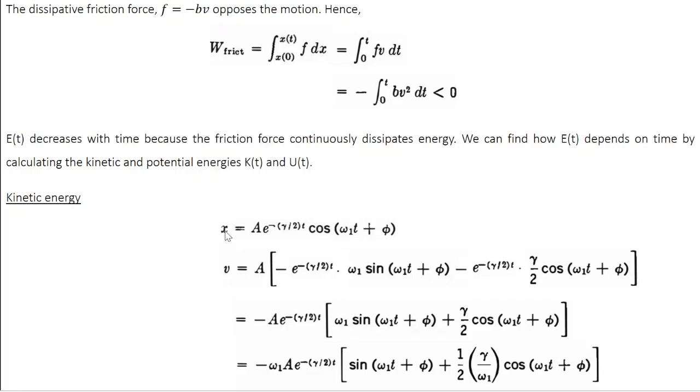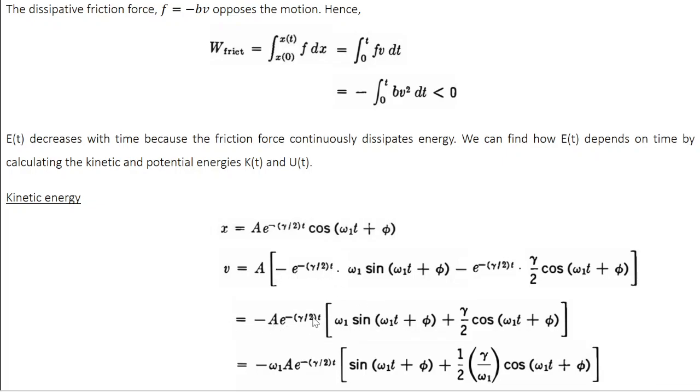And velocity is rate of change of position, dx by dt. So simply apply the product rule: first term into derivative of second term plus second term into derivative of first term. So A is common, take it outside. A into first term e to the power minus gamma by 2 t into derivative of cosine, which is minus sine(omega 1 t plus phi) into omega 1. Similarly, the second term, cos(omega 1 t plus phi), into derivative of the exponential term. So this is minus e to the power minus gamma by 2 t into gamma by 2. Some terms are common, e to the power minus gamma by 2 t into minus 1. So this term is common, take it outside.